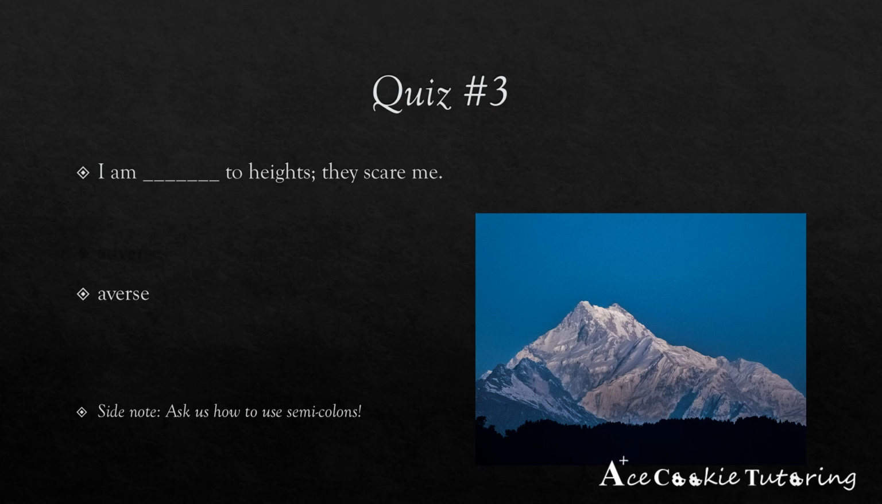So if you had any trouble with that one, I would strongly recommend go back a slide and listen to what Cynthia said and make sure you understand the difference. And also just a quick side note, for any of you worried about how to use semicolons, that is something we could definitely help you with. We love to explain to people the correct way to use different punctuation marks.